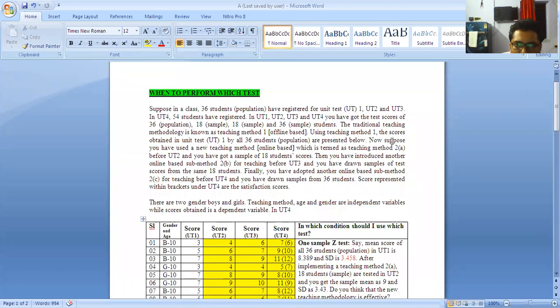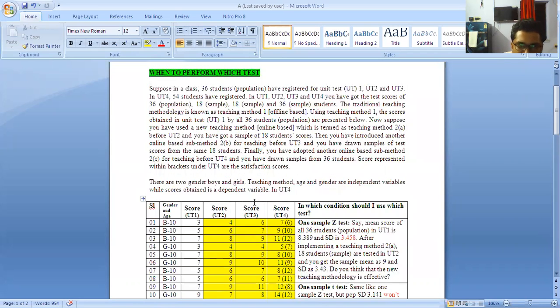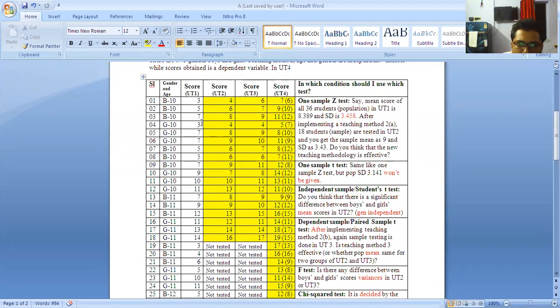Now, suppose you have used a new online-based teaching method, termed teaching method 2A, before unit test 2, and you have got a sample of 18 students' scores. In unit test 1, you have taken the scores for the whole population, but in unit tests 2, 3 and 4, you have only taken samples; you don't know the entire population.